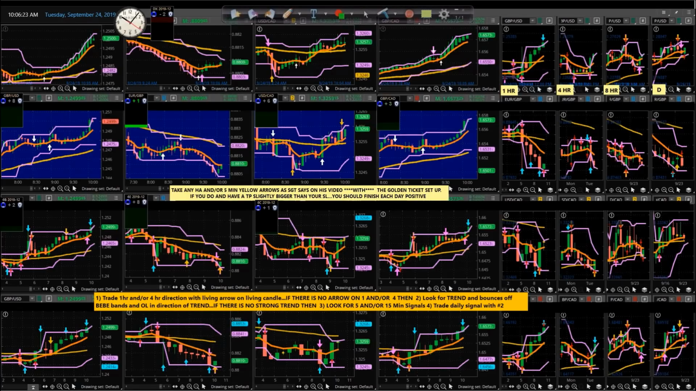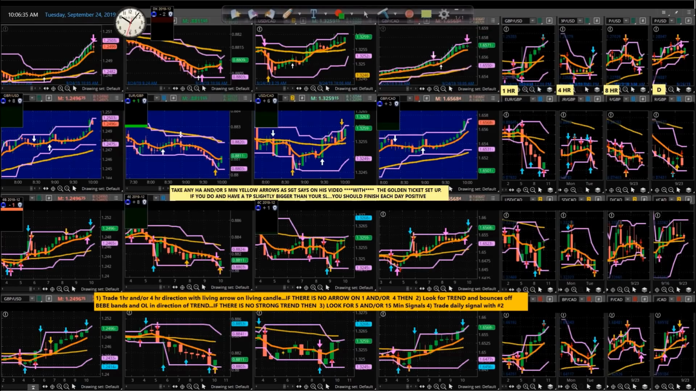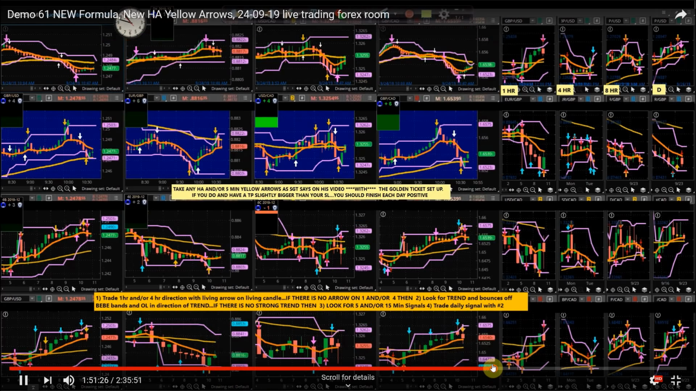What does the golden ticket say? Trade the 1 and 4 hour directional living candle. You're getting blues on the 15, the 30, the 1 hour, and the 4 hour, and you're getting the higher arrows. That's all the signals pointing to the downside. It hit the top of the 8. It broke the 4, broke the 1. So it's time to come down a little bit. And by a little bit, I mean a lot.